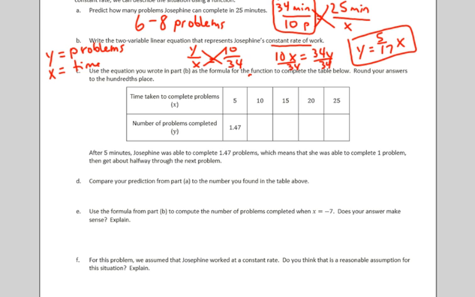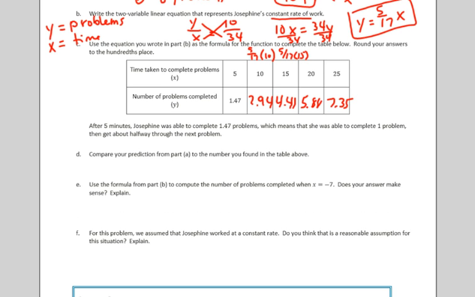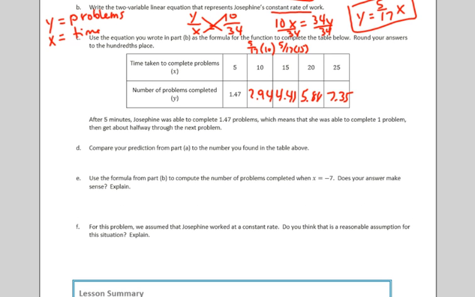So 5/17 times my x value of 10 is 2.94. And if I plugged in 15, 5/17 times 15, I would get 4.41, and I keep doing that. 5.88 and 7.35. After 5 minutes, Josephine was able to complete 1.47 problems, which means she was able to complete one problem and then get about halfway through the next.